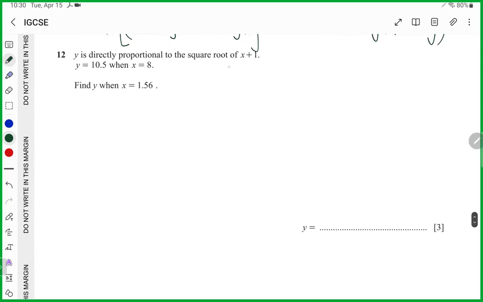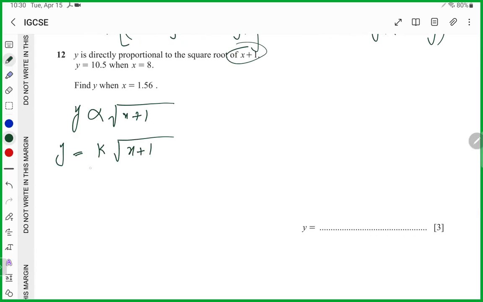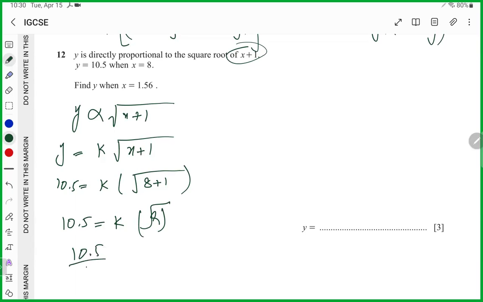Y is directly proportional to square root of x plus 1. So y is directly proportional to square root of x plus 1, right? We can write y is equal to k under root x plus 1, and y is 10.5, so 10.5 is equal to k under root 8 plus 1, that is 10.5 is equal to k into 3. 10.5 by 3 is equal to k. It's going to be 3 3s are 9 and 3 5s are 15. So value of k is going to be 3.5.